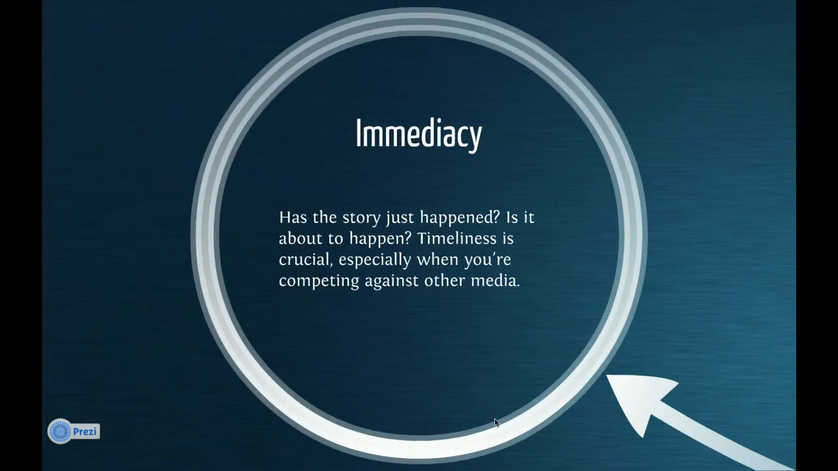Next is immediacy, or we also call this timeliness from time to time. Has the story just happened? Is it about to happen? Timeliness is crucial, especially when you're competing against other media.